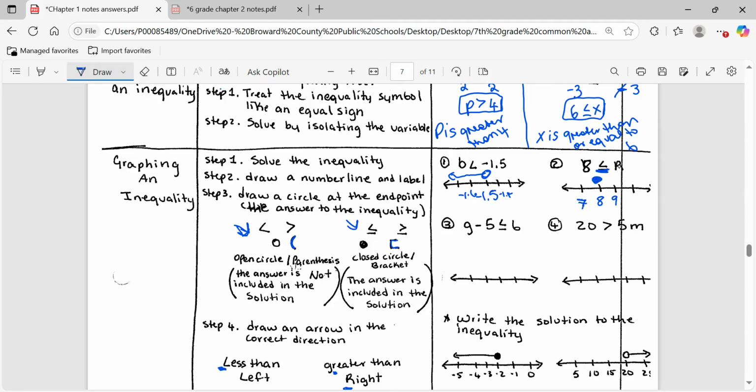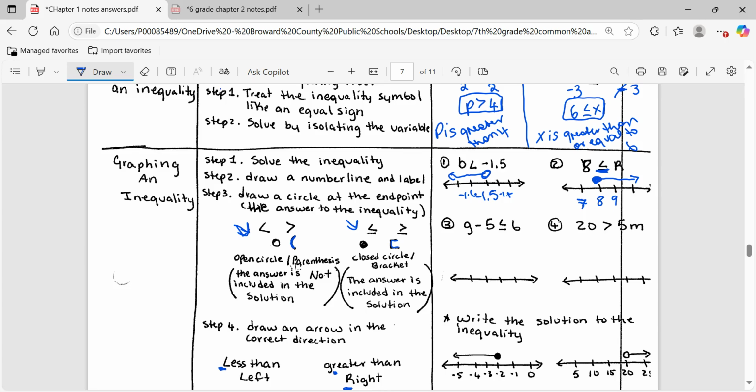And because R is greater than 8, my arrow's going to go to the right. So R is any number greater than 8. It could be 9. It could be 10. It could be 500. It could be 900. But R is greater than 8.